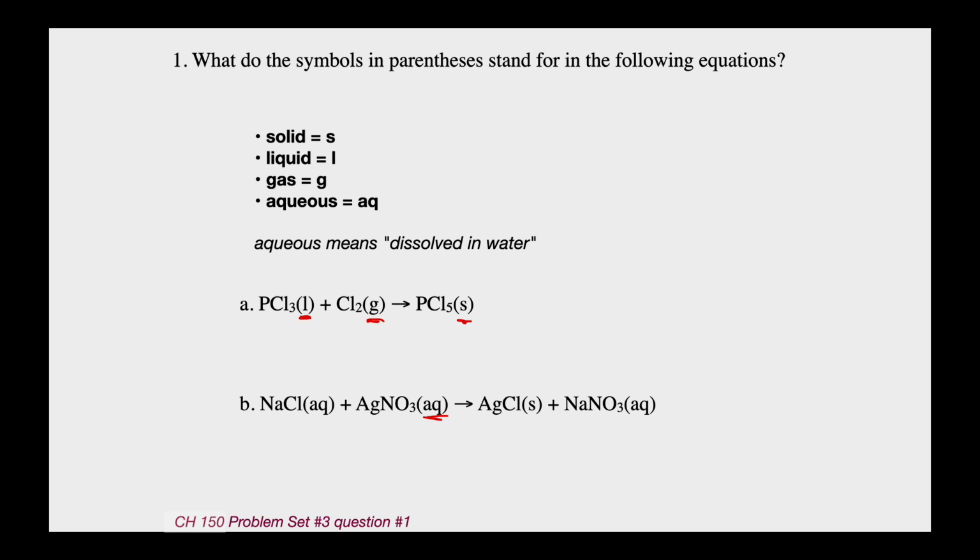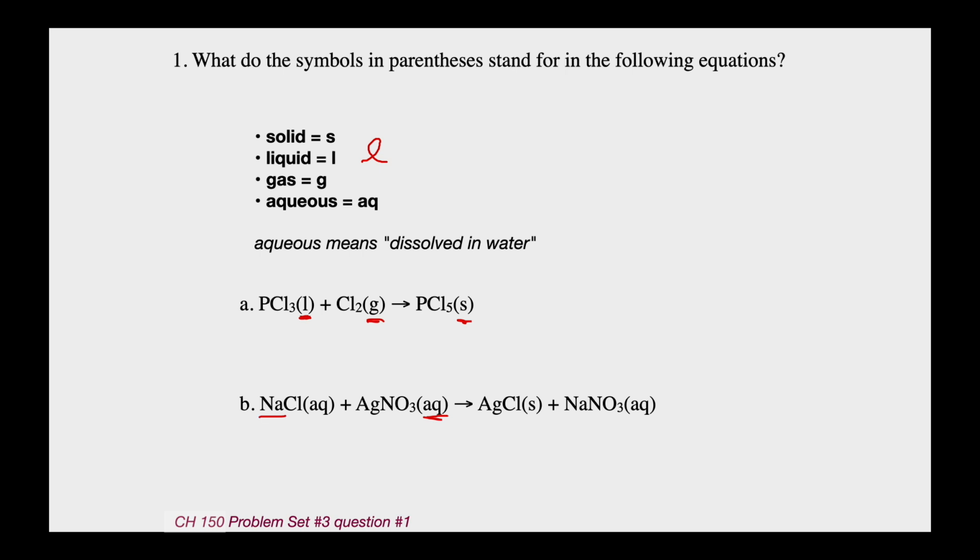L is liquid, so PCl3 has an L by it. Sometimes you'll see the L listed more like a cursive L. Sometimes it looks like an L, sometimes it looks like a 1, I know, but if it's in parentheses next to a chemical equation like that, then you know it's a state of matter. Now G stands for gas, so Cl2, one of the diatomics, is a gas. And the last equation has several AQs, and that stands for aqueous. So aqueous means dissolved in water.